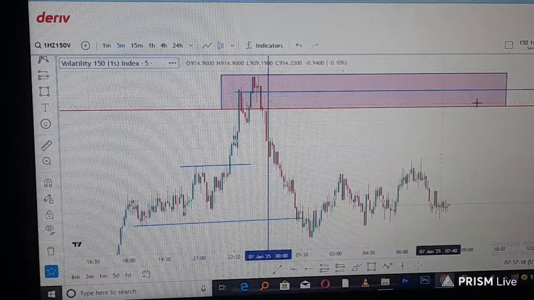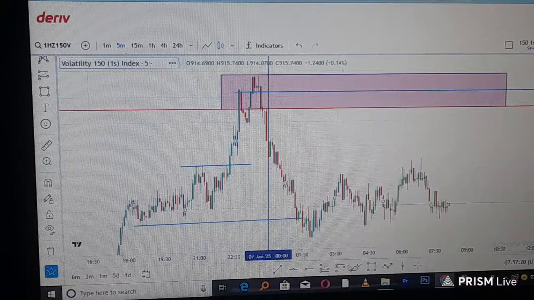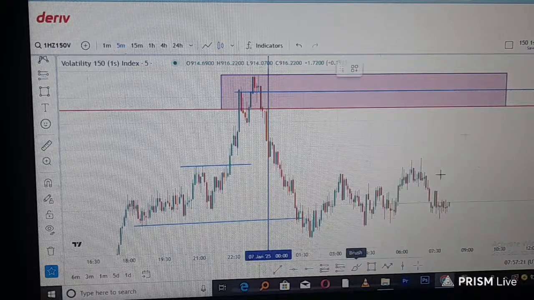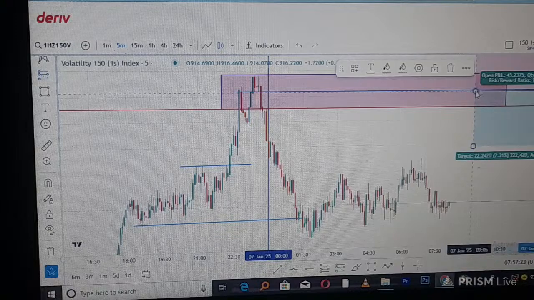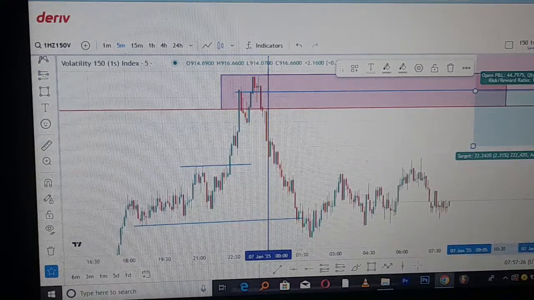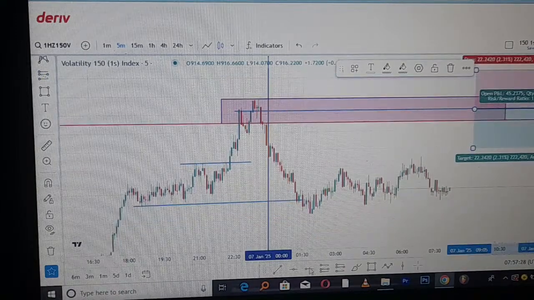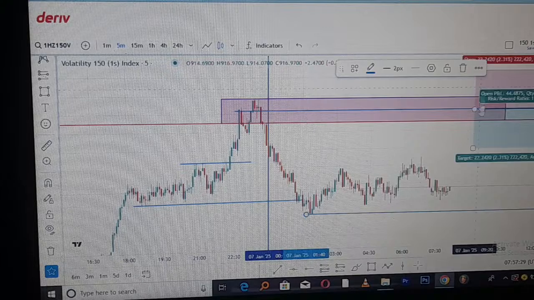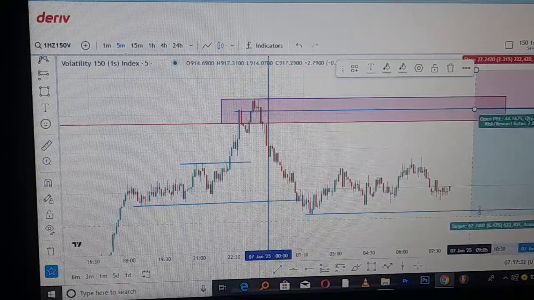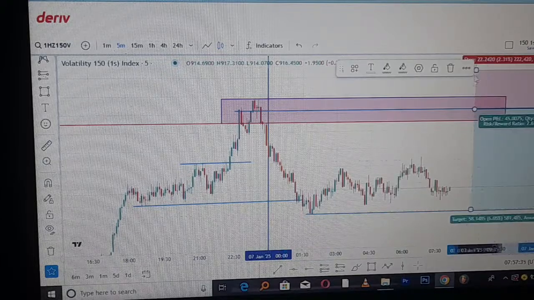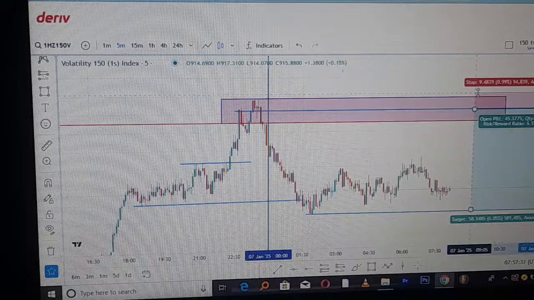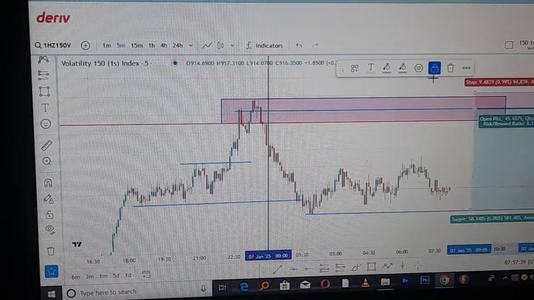So you have to put your pending orders here. The stop loss is going to be a little bit above. We are looking for the sell that way, and the target is going to be around this area. This is going to be our target. That is 6 to 1.